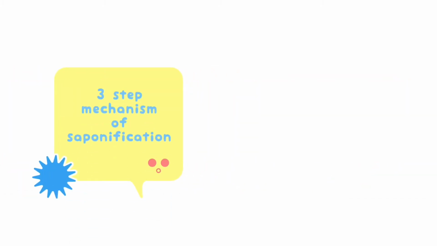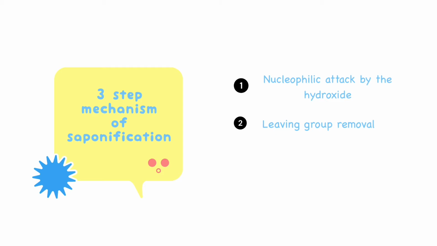We can see the three-step mechanism of saponification. Step 1 is the nucleophilic attack by the hydroxide. Step 2 is the leaving group removal. The last step is the deprotonation.